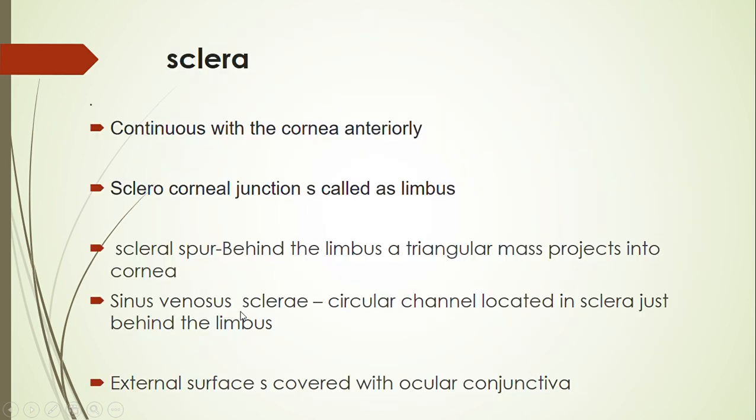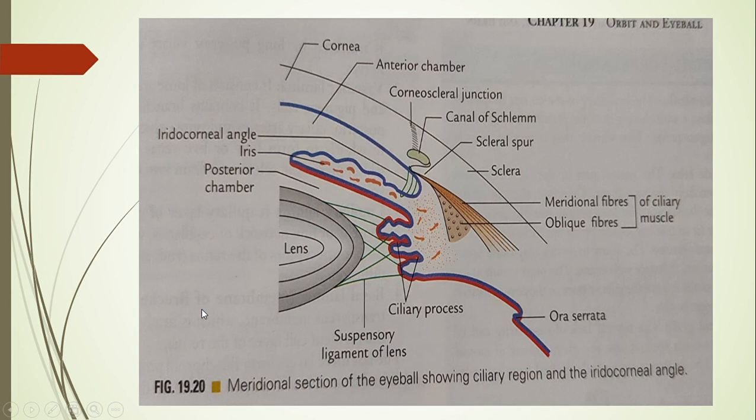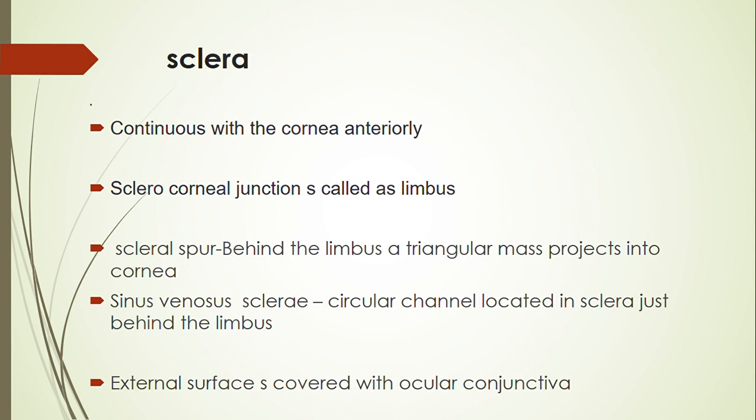There is a circular channel located in the sclera just behind the limbus. It is named the sinus venosus sclerae, otherwise known as the canal of Schlemm. It can be seen in relation with the limbus or sclerocorneal junction, behind the limbus within the sclera. This channel is the canal of Schlemm.